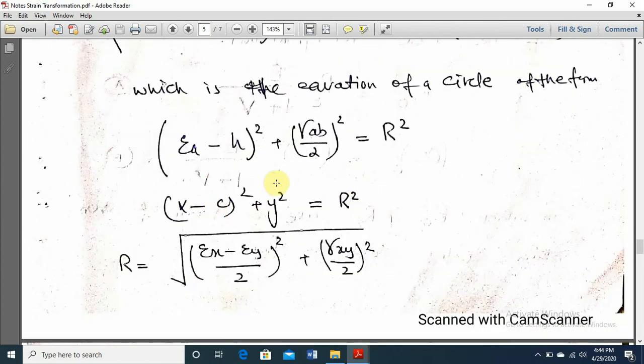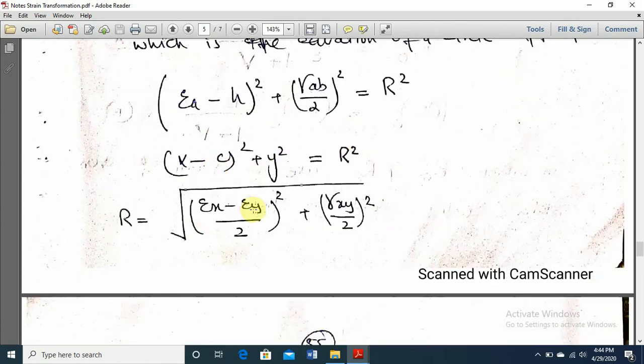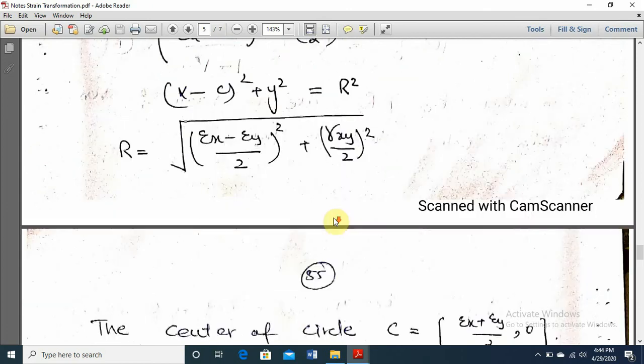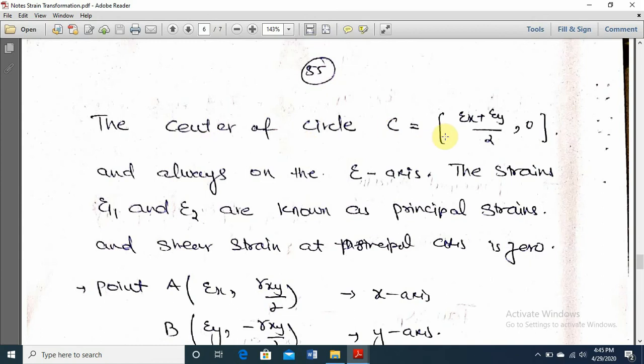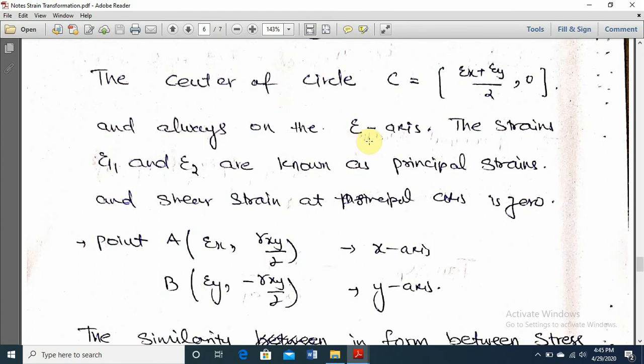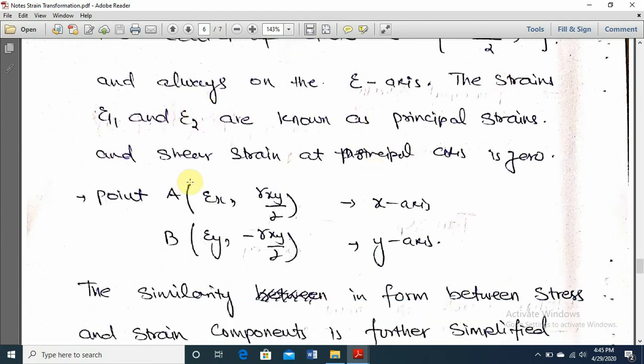So you have a form in which the radius will be equal to the square root of ((Ex minus Ey) divided by 2) whole square plus (gamma xy by 2) whole square. The center of Mohr's circle for strain will be (Ex plus Ey) divided by 2, comma 0, and always on the epsilon axis, which is the strain axis. The strains E1 and E2 are known as principal strains, and shear strain at principal axis is 0.